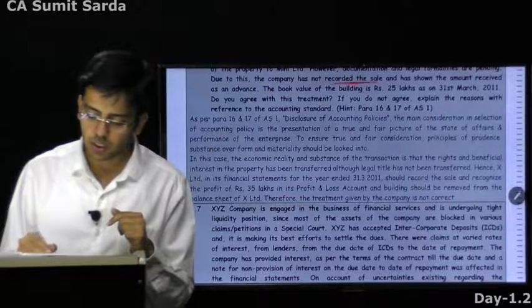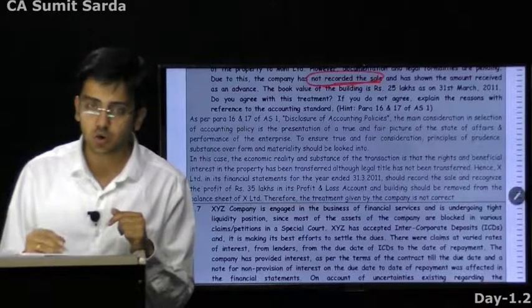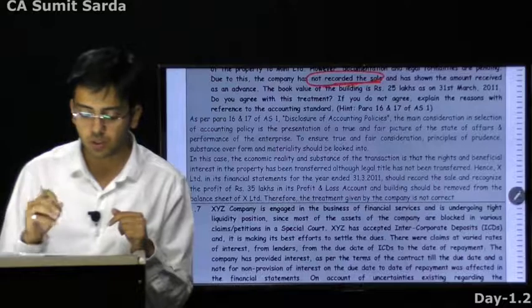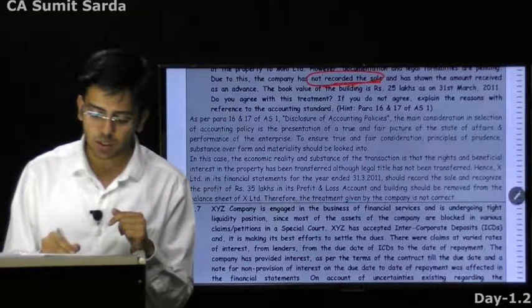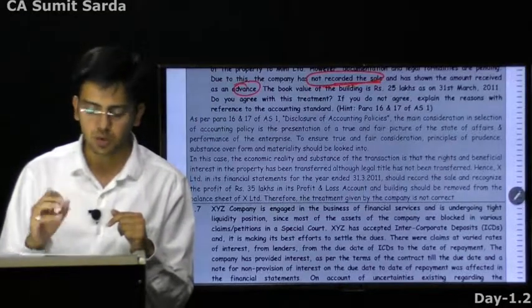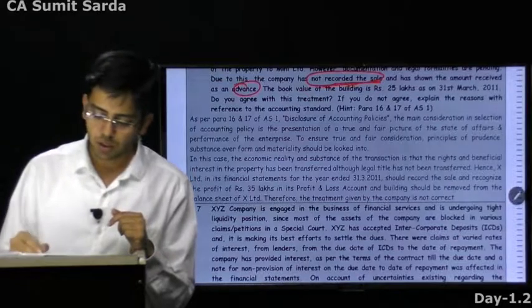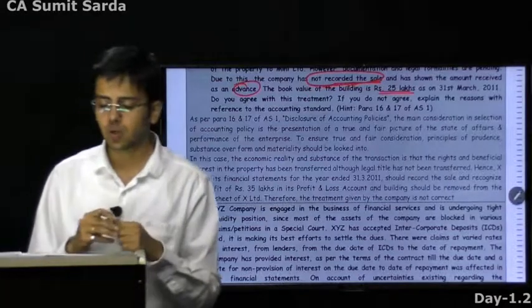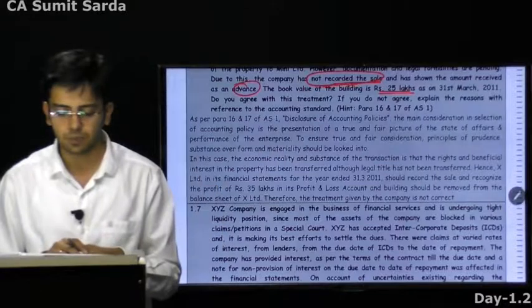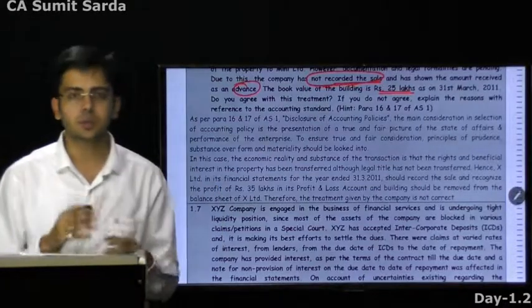They haven't accounted for the sale only and shown the amount received as advance. The amount that they have received, they have shown it as advance. The building is appearing in the books for 21 lakh on 31st March 2011. Is the accounting treatment correct?